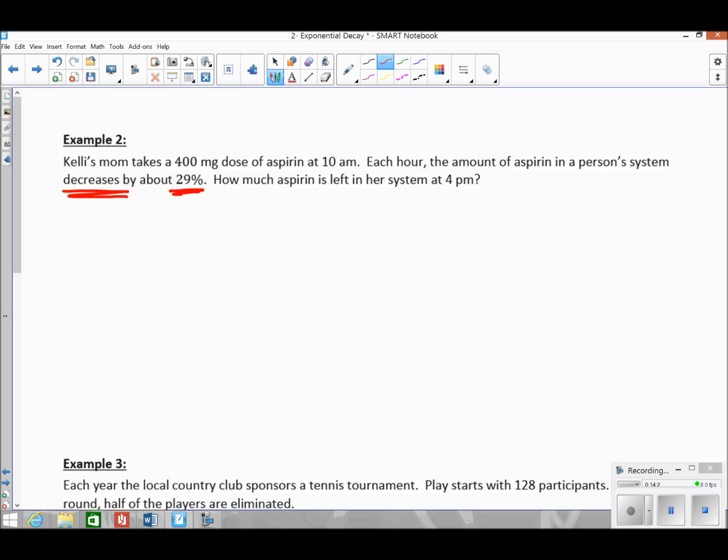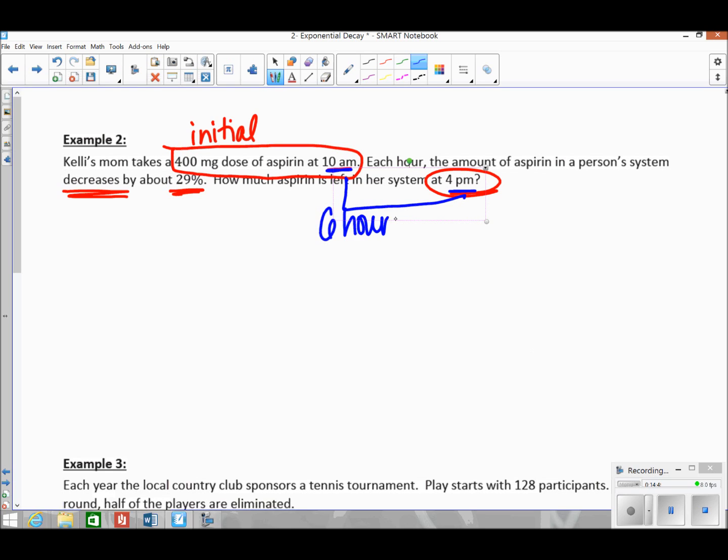We want to know how much aspirin is left in her system at 4 p.m. So initially, here's the initial amount, and she takes 400 milligrams, and that's at 10 a.m. So we want to know, well, how many hours pass from 10 a.m. to 4 p.m.? So from 10 to 4, that means that we have 6 hours that have passed. So this tells me 6 hours between 10 and 4.